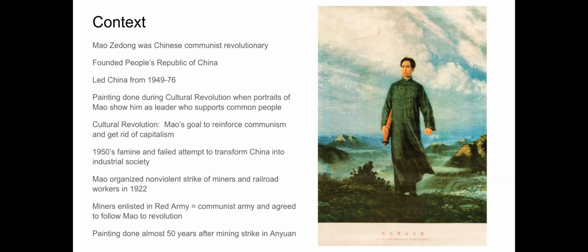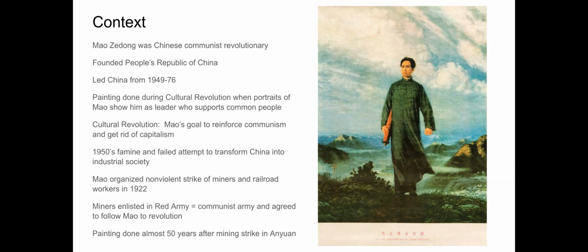the reminders of the 1950s famine, failed attempt that he had to transform China into an industrial society that just all happened way too quickly. So there were a lot of things in the 50s that went on that were difficult. And so Mao wants to kind of remove himself from that a bit. So this was painted in 1969, so we're about 15 to 20 years from that time period of famine and just kind of suffering in China.